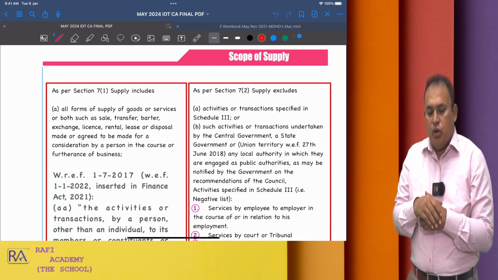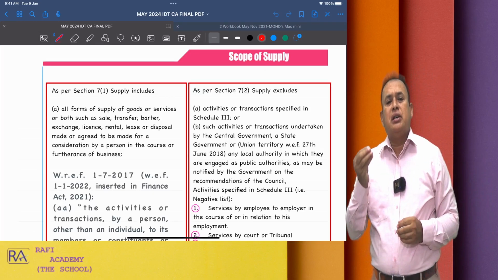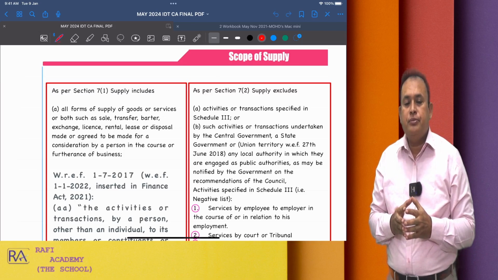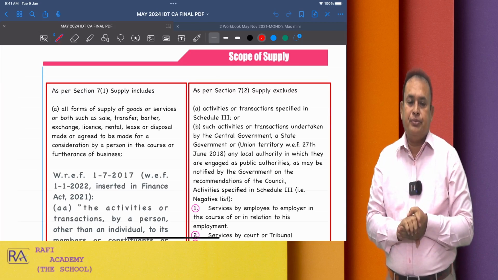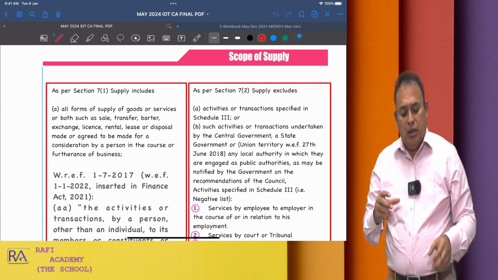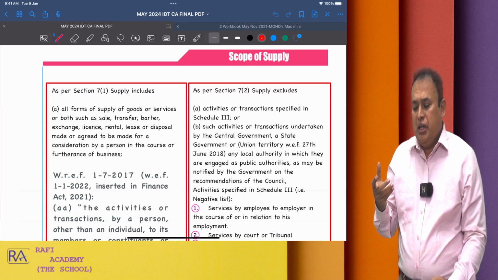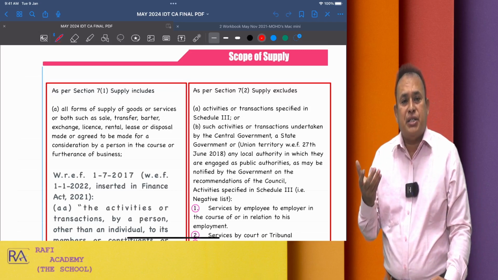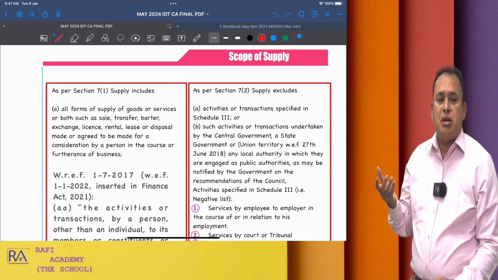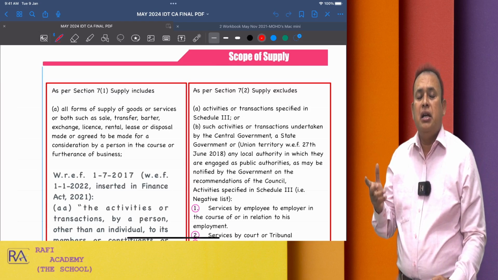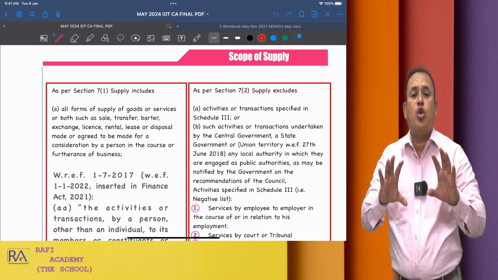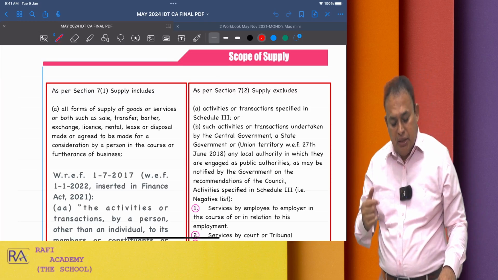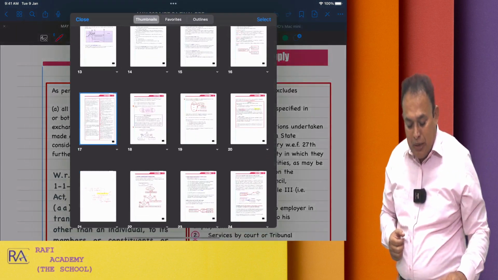In the last class, we discussed elaborately the concept of scope of supply. Supply includes. Now I am referring to supply excludes, where the concept of GST does not arise, meaning thereby the transactions covered under Schedule 3 are excluded from the scope of supply. GST is not going to apply. What are those transactions? Now I am going to bring them to notice in a simplified manner one by one.